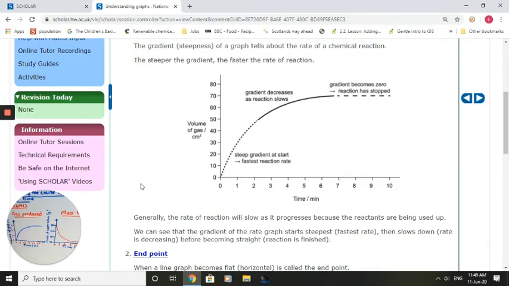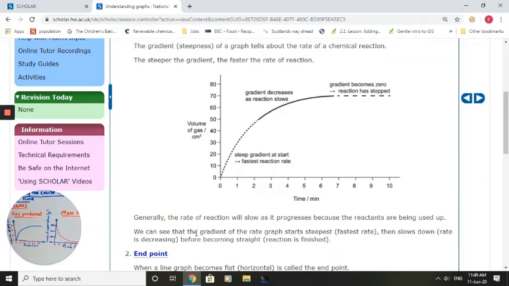You can link this back to the effect of concentration on reaction rate. At the very beginning of the reaction, the concentration of, say, your acid that you're using is going to be at its maximum. But as the acid gets used up, the concentration of that acid is going to decrease. And as we know from our previous lessons, as the concentration of a reactant decreases, the rate will also decrease. So that's why generally the rate of reaction will slow as it progresses, because the reactants are being used up.